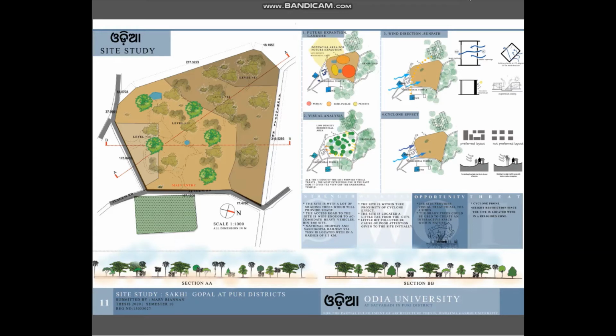Weakness. Since the site was left unattended for some time, it is a bit littered, and the site has a proximity for cyclonic effect. Opportunities. The site provides visual trees from all four sides, and the shady trees can be used to create interactive spaces. Threat. The site is a cyclone-prone area and has height restriction as it is located in the residential zone.